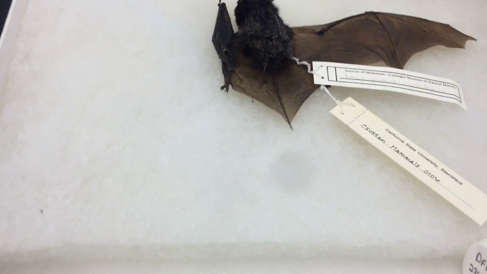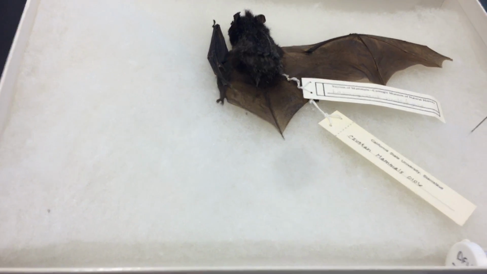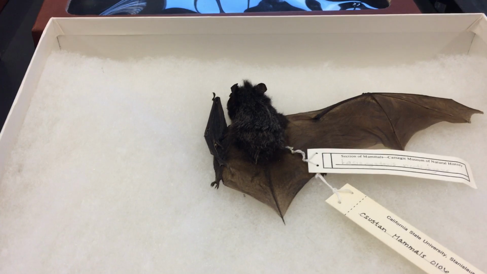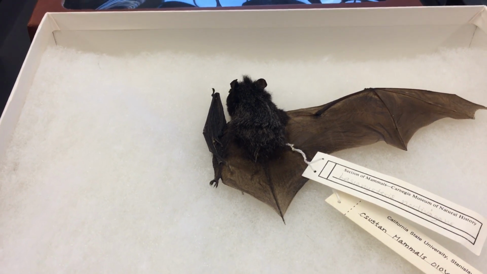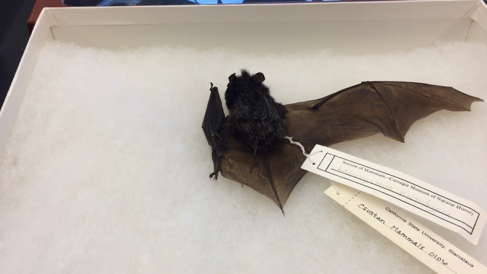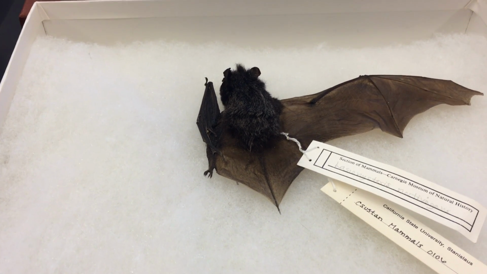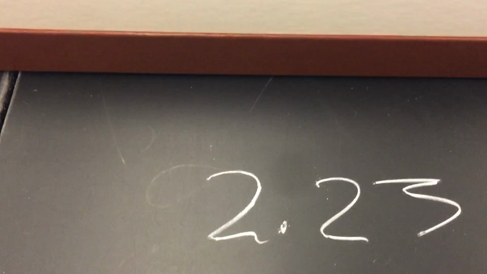This silver-tipped bat here, Lasionycteris. Again, look at those long, relatively thin wings. What do you guess the value is for this one? Is it closer to 2 or closer to 2.5? 2.23. So again, that's a fast mover.